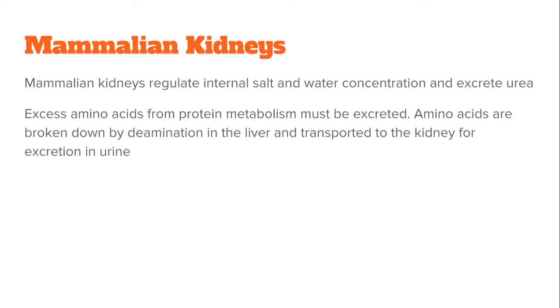metabolism of proteins. We can't actually store amino acids in our body, so the liver deaminates the amino acids, which means it removes an amino group. Then that substance is transported to the kidney for excretion.